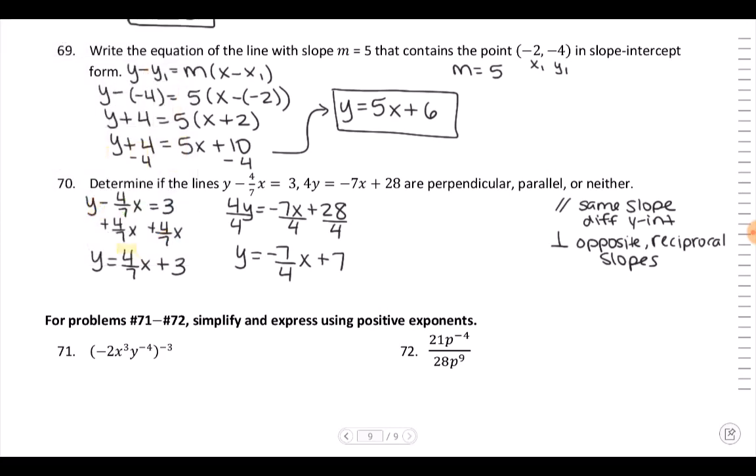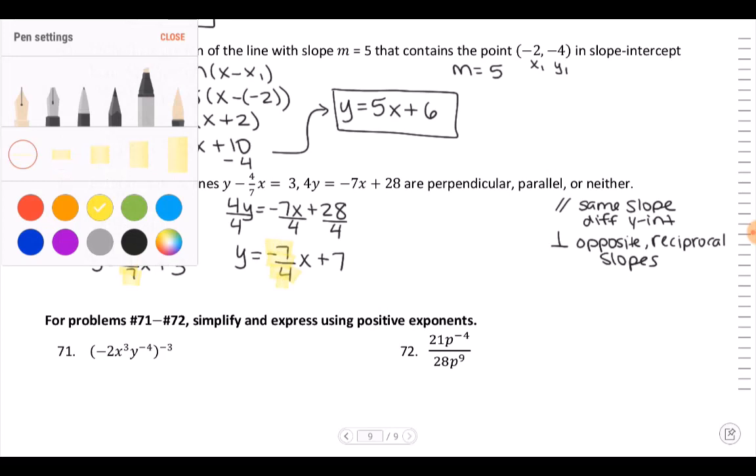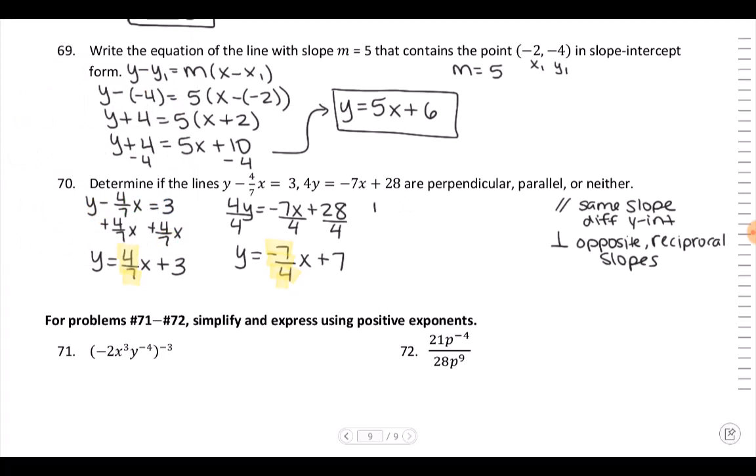So now let's look at our slopes here. These are my slopes, 4/7 and -7/4. Okay, so m1 equals 4/7 and m2 equals -7/4. So what do we think? Are they parallel? No, they're not the same. Are they perpendicular? Are they opposite signs? Yes. And are they reciprocals? Yes. These are perpendicular lines. Such a long word. Perpendicular.